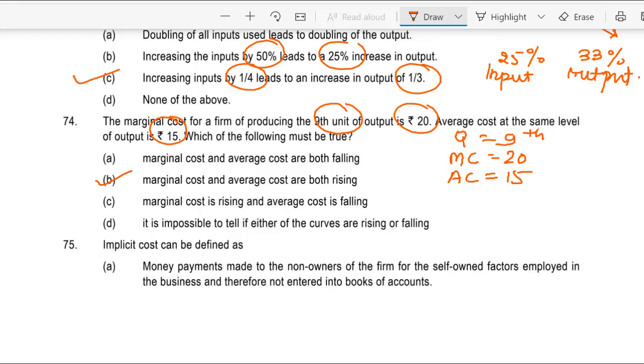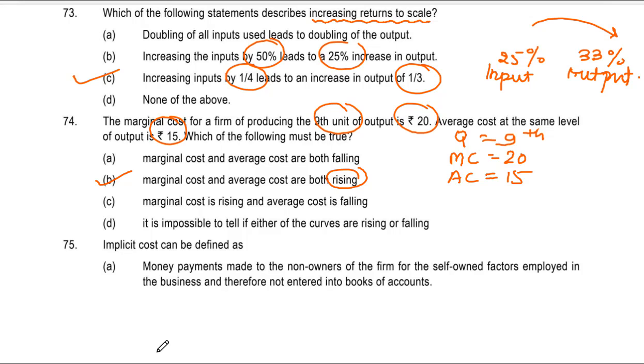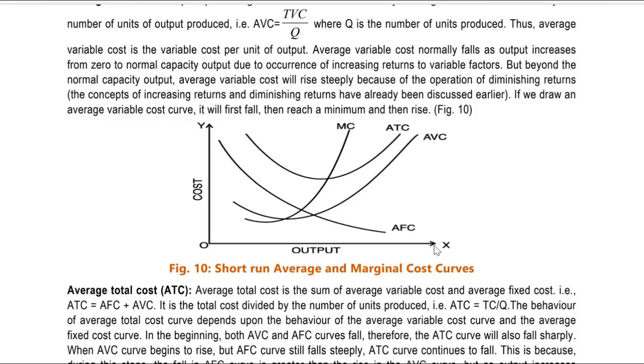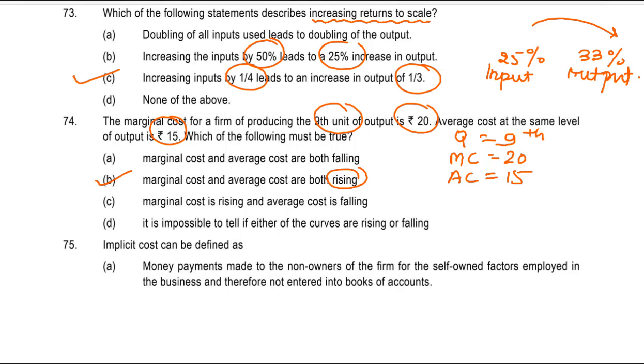So it is B. Marginal cost and average cost both are rising and not falling. It's rising. 74 B. As you can see over here, the marginal cost is also rising and average cost, that is average total cost, is also rising. I believe you understood. Let us continue.